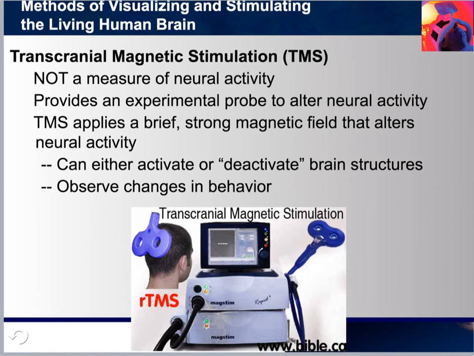We can also get them to move their arms involuntarily by simply stimulating with a magnetic force the part of the brain that would control that part of their body. So we can either activate or deactivate brain structures and simply observe changes in behavior, therefore allowing us to have strong evidence for causal effect of specific part of the brain on behavior.